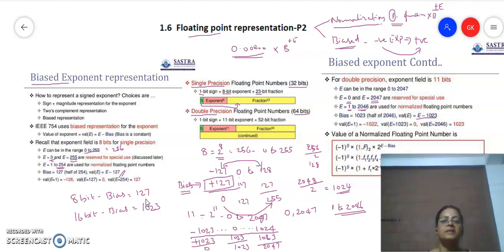So this completes the representation of floating point numbers. In the next session we will discuss how floating point numbers can be added, subtracted, multiplied and divided.